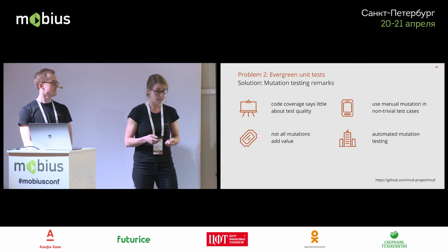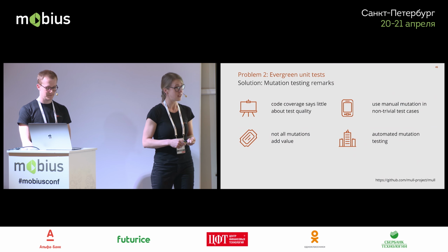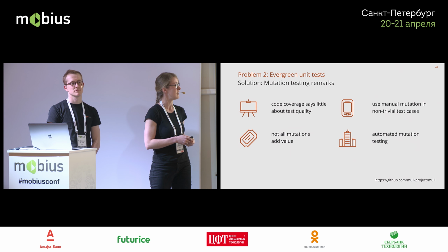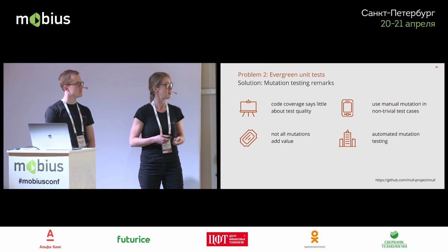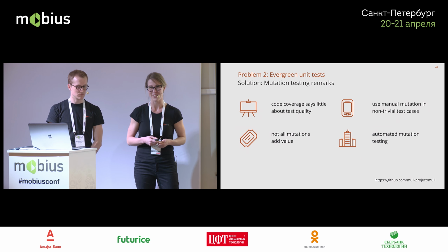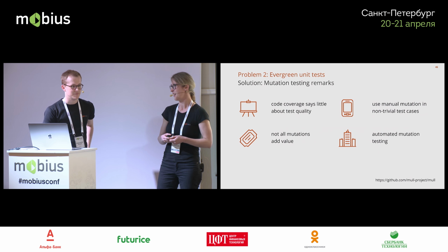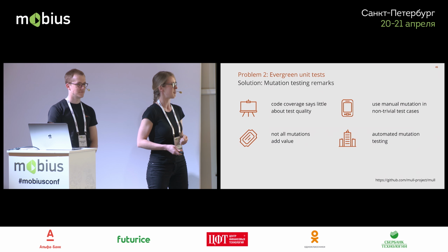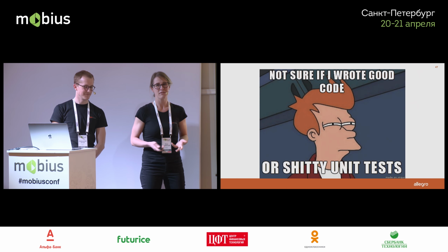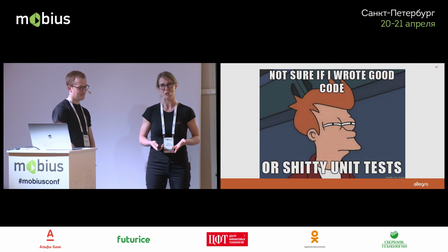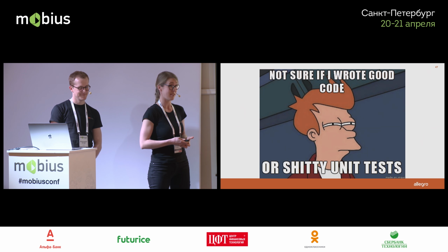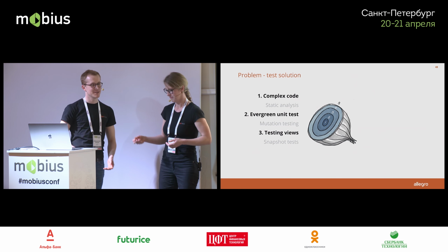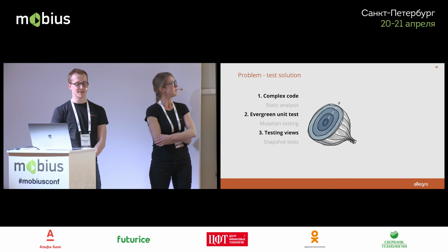And we are also aware that there is a project called Mull that was presented at Mobius last year, in 2017, and it's a tool for automated mutation testing for iOS. And we are actually thinking about how we could apply it in our project because it seems to be very, very attractive. So every time I see the green test report, I'm wondering if I wrote really good code or just shitty unit tests. Okay, so this is how we've dealt with evergreen unit tests.